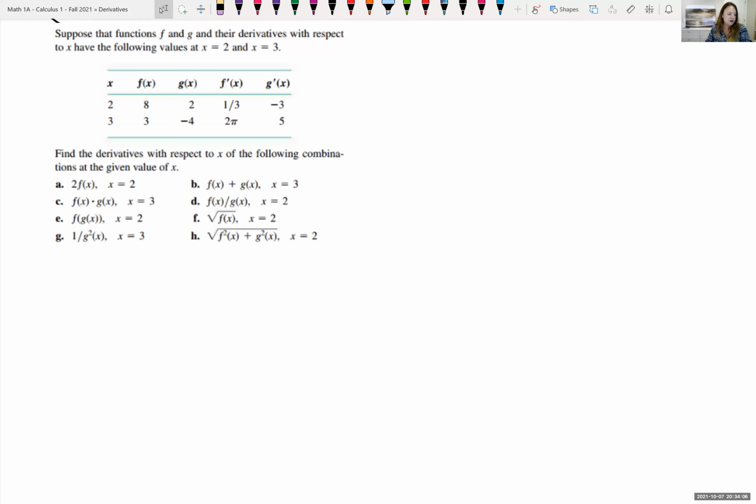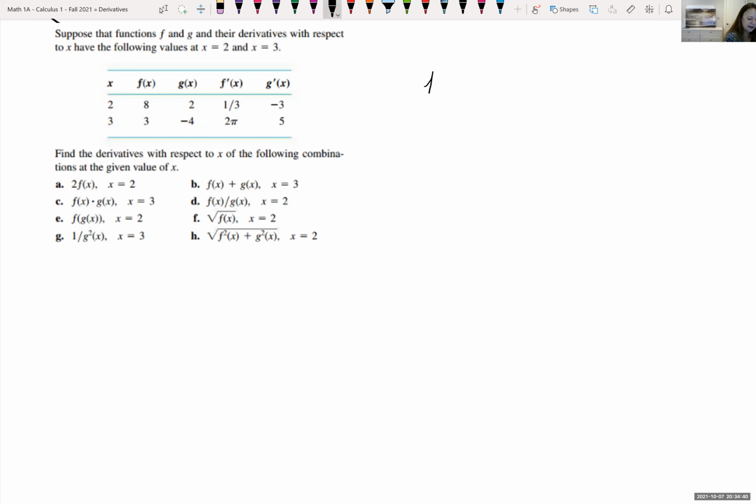So in front of you, you have some charts of the values of x, what f of x would be at those values of x, what g of x would be at those values of x, what the derivative of f would be, and what the derivative of g of x would be at those values. And so find the derivatives with respect to x of the following combinations at the given value of x. So let's maybe jump to, how about D, f of x over g of x at x equals 2.